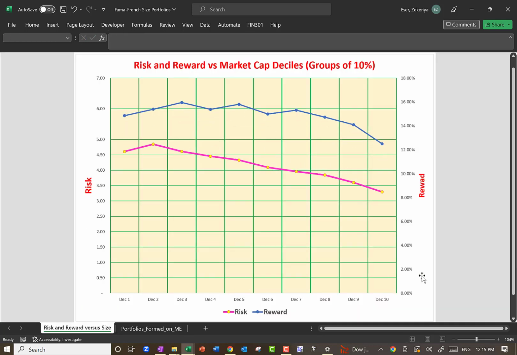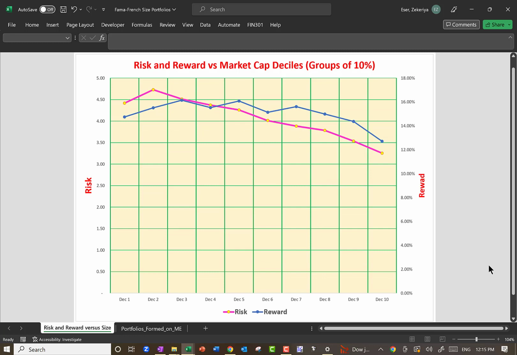Let's see if we have similar patterns. On the risk, we still do. There's kind of a difference between first and second decile. But we don't necessarily have that pattern in reward. I mean, the largest companies are still less rewarding compared to smaller companies, but the pattern kind of changed a little bit.